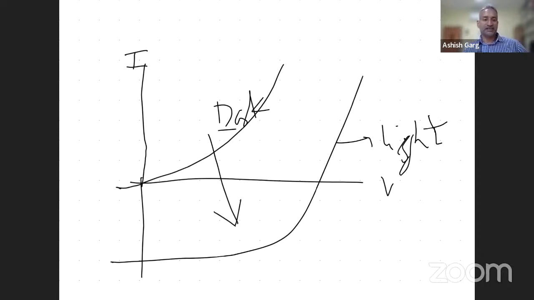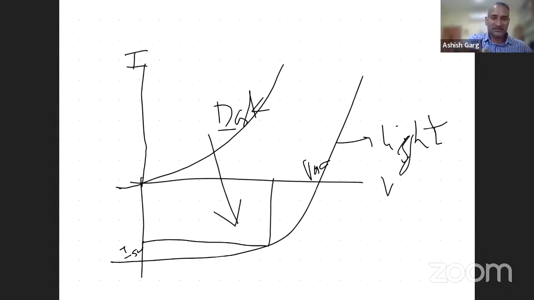And the voltage at which the current is equal to zero is called the open circuit voltage. So this point will be the open circuit voltage, and this point will be the short circuit current, ISC. And it is the area of a rectangle that can be drawn under this curve that will determine how much maximum power you can draw out of an IV curve. I hope that is clear.